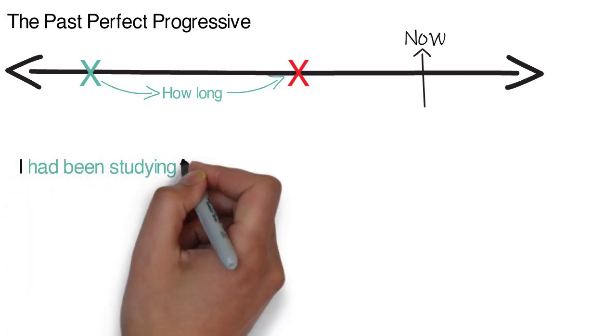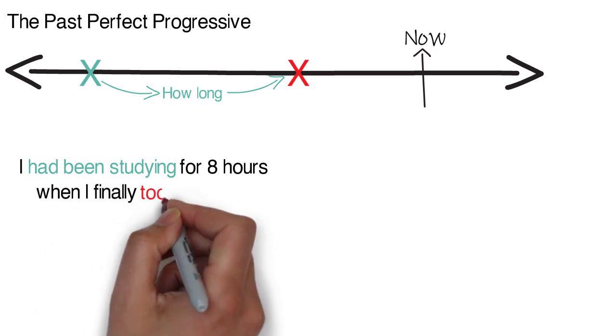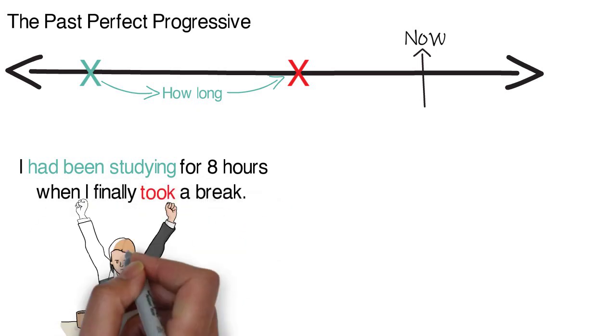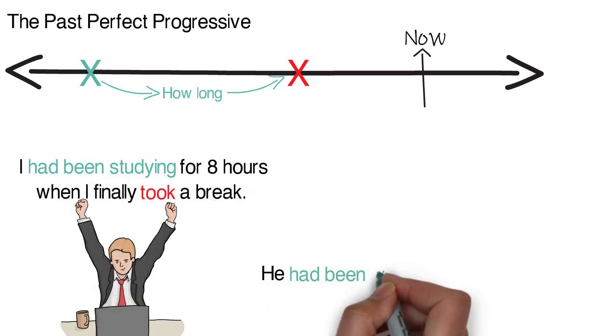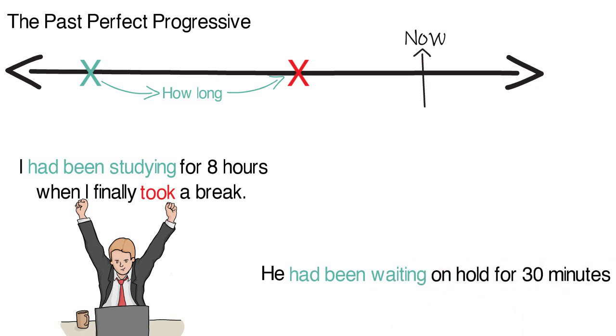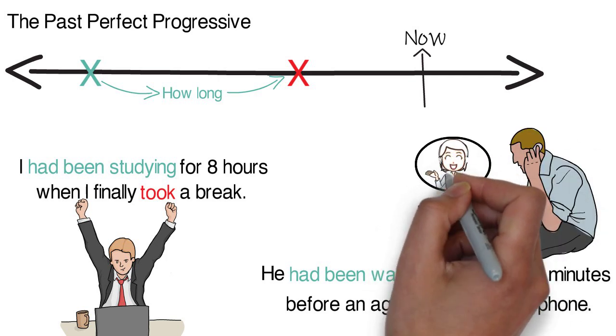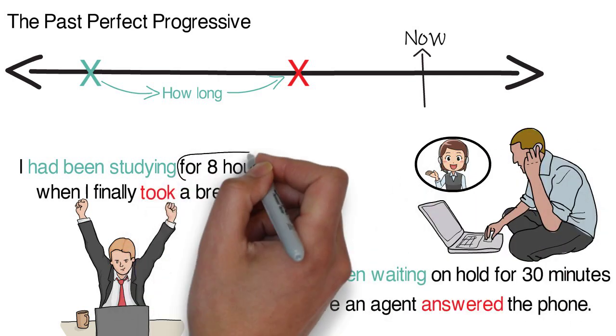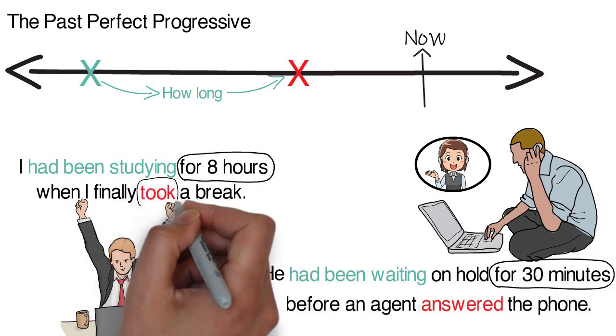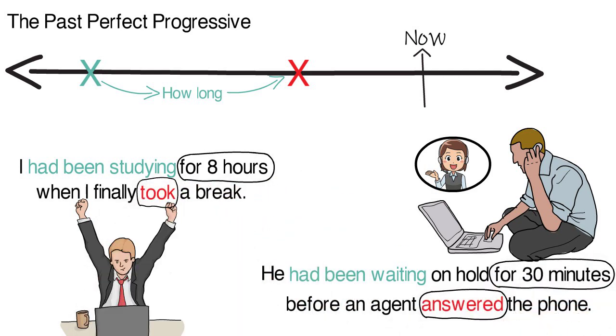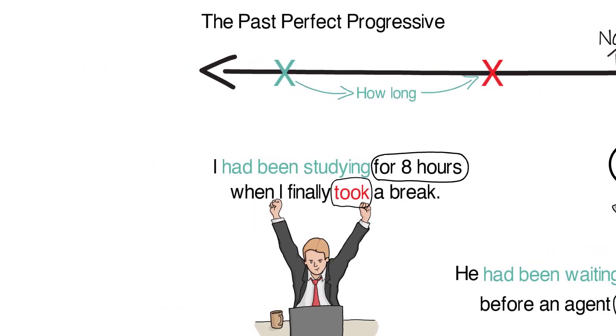For example, I had been studying for 8 hours when I finally took a break. He had been waiting on hold for 30 minutes before an agent answered the phone. As we can see here, this tense shows how long something took until something else happened.